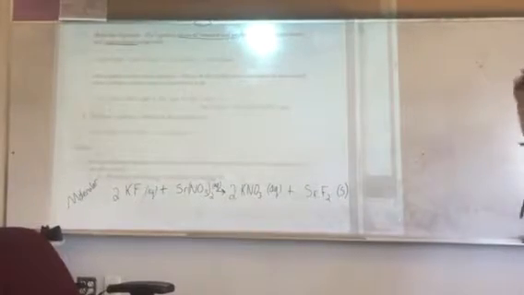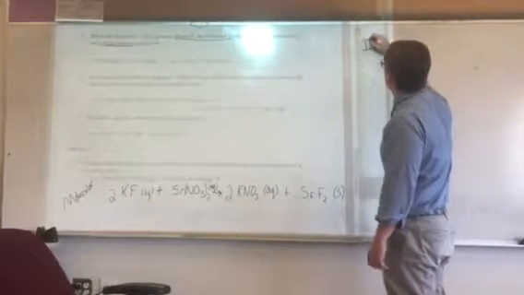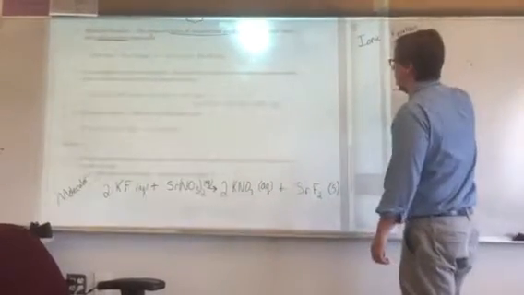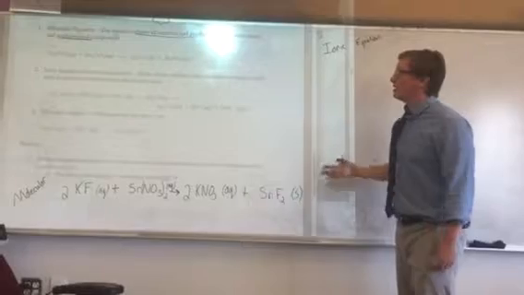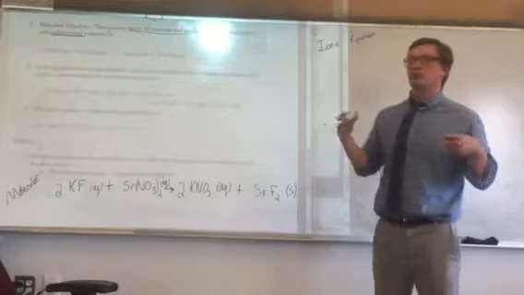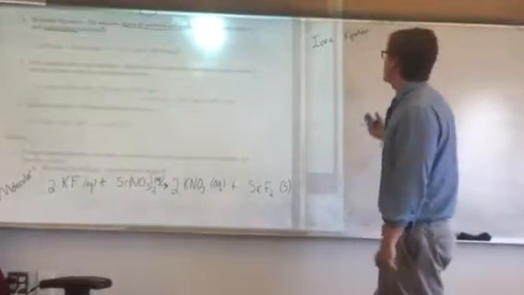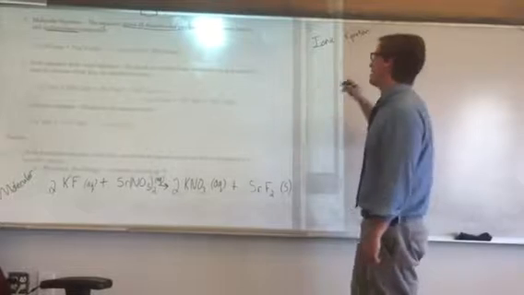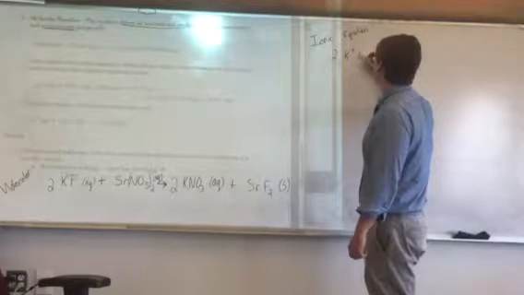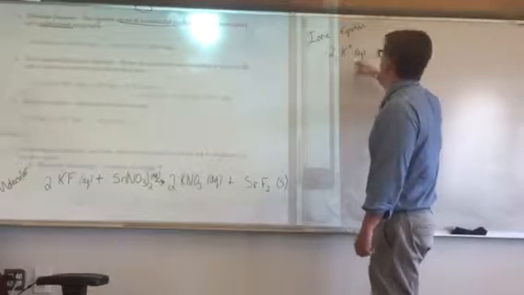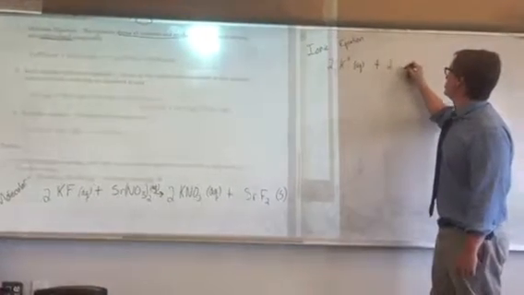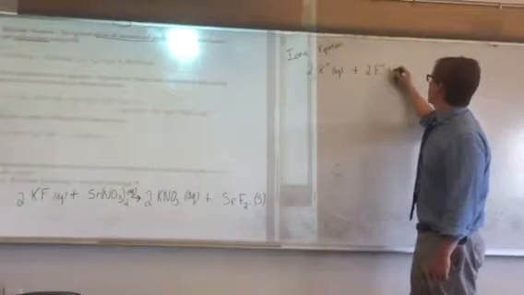Let's now write the ionic equation. I'm going to write it up here. The ionic equation is exactly what we just did, but now we're splitting everything apart into its ions. So I have 2KF, so I'm going to have 2 potassium ions, they're aqueous, plus 2 fluoride ions. They are also aqueous.